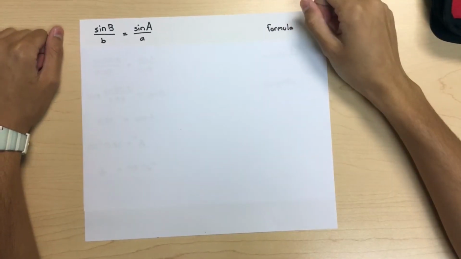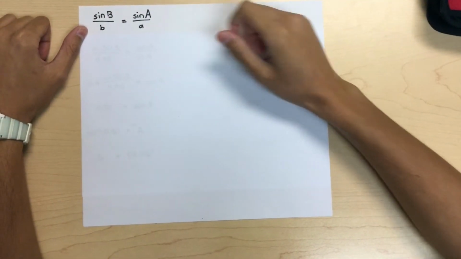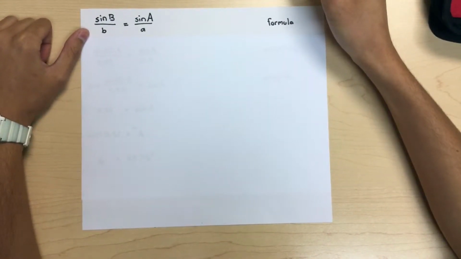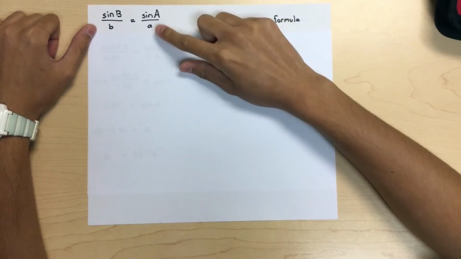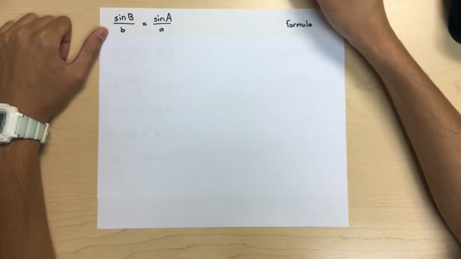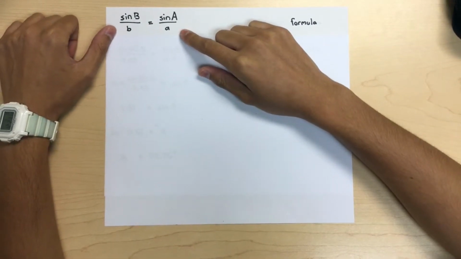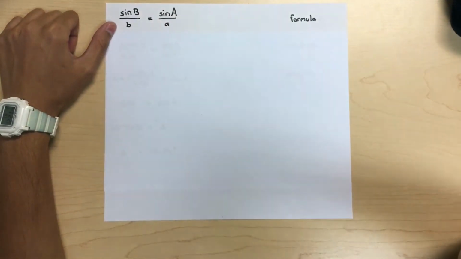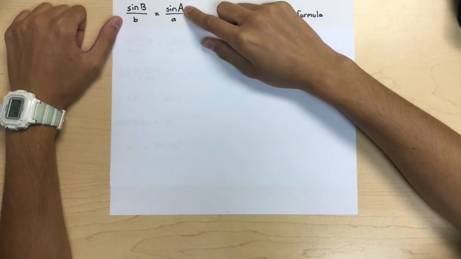So here we have the law of sines formula: sine B over b equals sine A over a. And as we stated earlier with the law of cosines, uppercase letters correspond to triangle angles, and lowercase letters correspond to triangle side lengths. When dealing with the law of sines, this formula can be inverted, so that would be b over sine B, but in this case, we want to put the unknown values in the top.